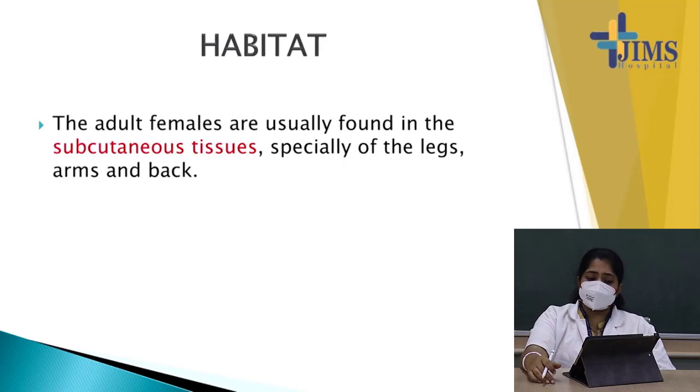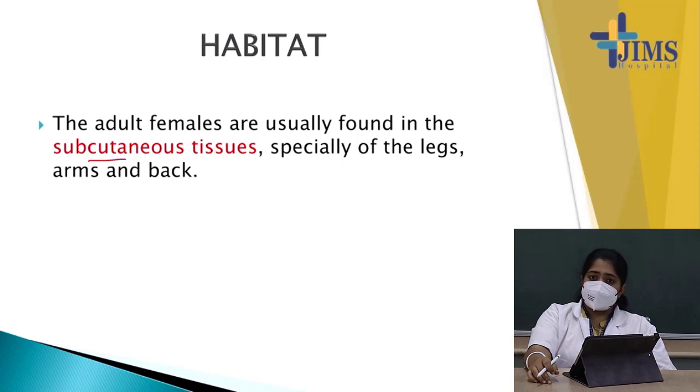If we come to the habitat, the adult females are usually found in the subcutaneous tissues, especially of the legs, arms and backs. Now, if we come to morphology, in adult worms the males are smaller than the females.